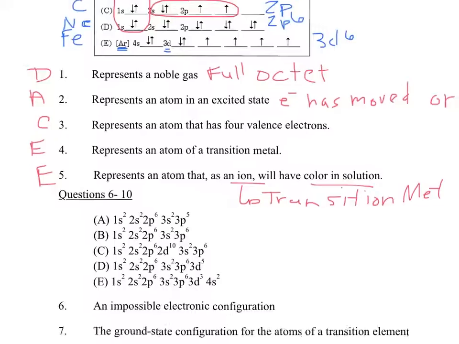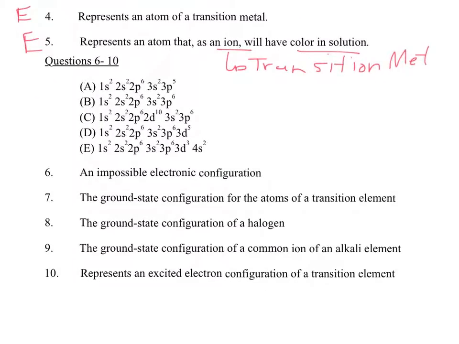Okay, moving to the bottom set. First of all, before we go any farther, let's see if we can label these. A: 1s2, 2s2, 2p6, 3s2, 3p5. Who is 3p5? No, it's chlorine. You start from the H. Yep, you always start from the top.